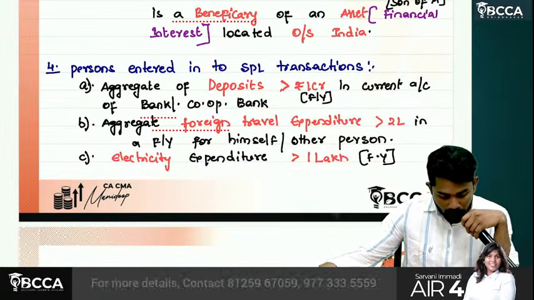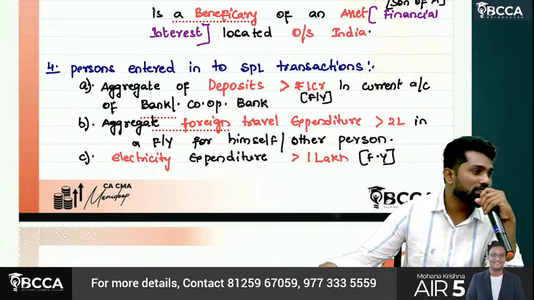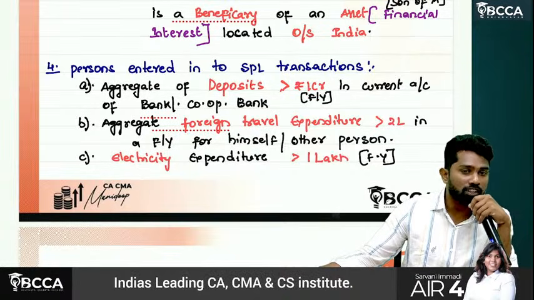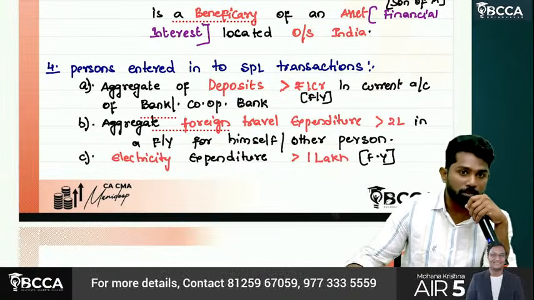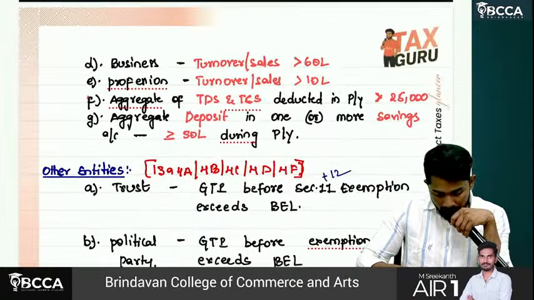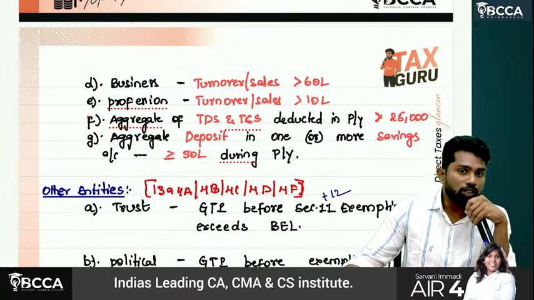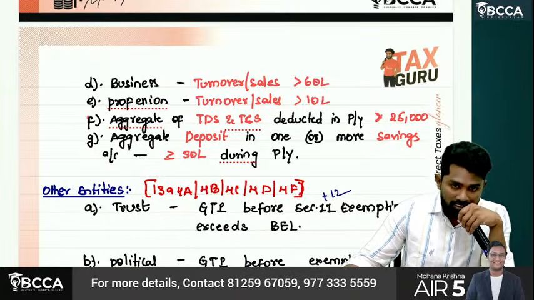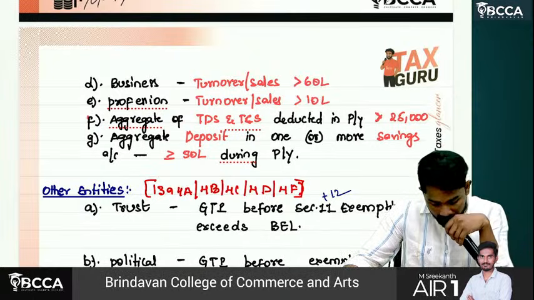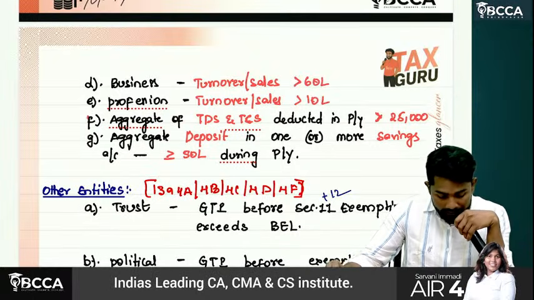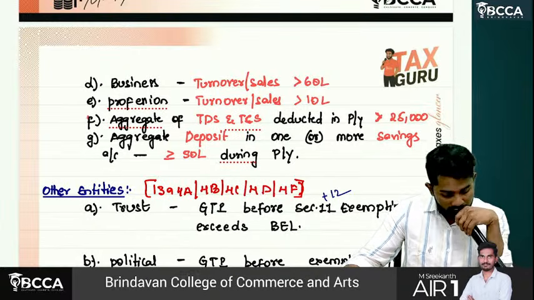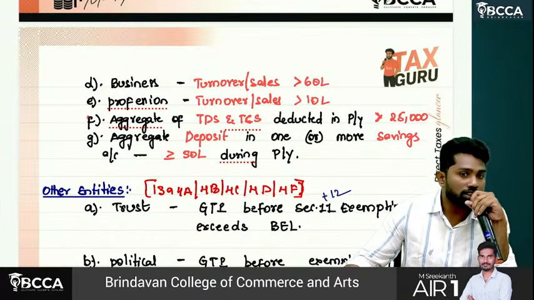Then third one, your electricity expenditure in a year is more than 1 lakh. Sir, if your total income itself is within 2.5 lakhs or 4 lakhs now, how can you pay 1 lakh electricity bill every year? So again they are having a doubt. You should file what? Return of income. Then if you are into business and your turnover or sales exceeds 60 lakhs, if you are into profession, your turnover or sales exceeds 10 lakhs, then the aggregate amount of TDS or TCS deducted for you in a previous year exceeds 25,000. In all these cases, you need to file return of income.